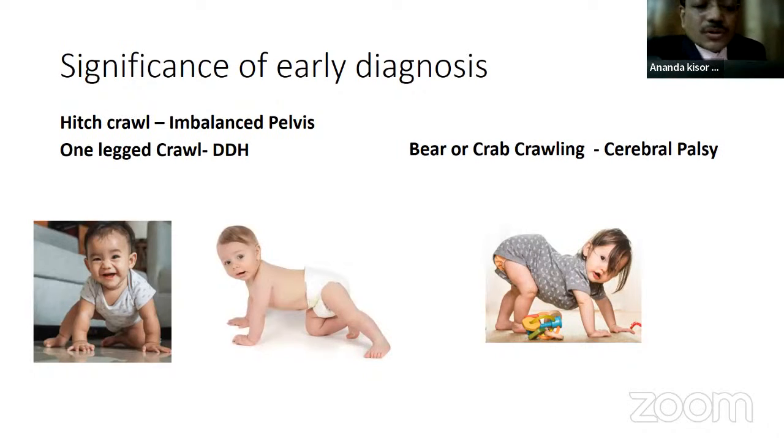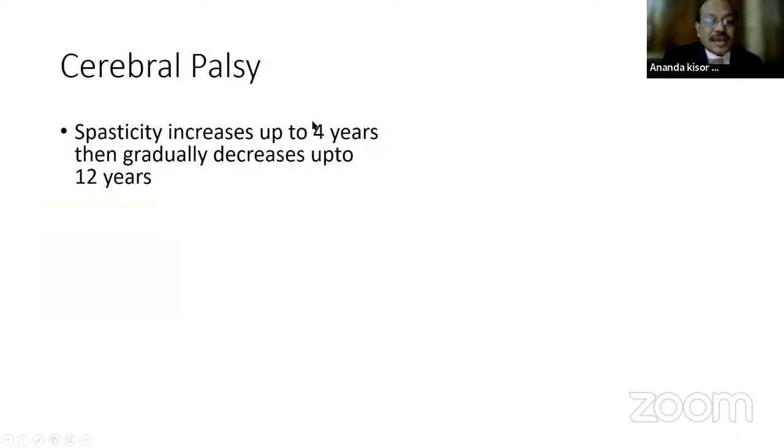Okay. So next, the significance of early diagnosis is the most important. So basically, you have to check whether it's a hitch crawl, that is imbalance, that is asymmetrical crawling. It may be due to the imbalanced pelvis, one-legged crawl, that may be DDH, or there's a bear or crab crawling, as I already told. It is because of the cerebral palsy. Now, the cerebral palsy, basically, it is the diagnosis.